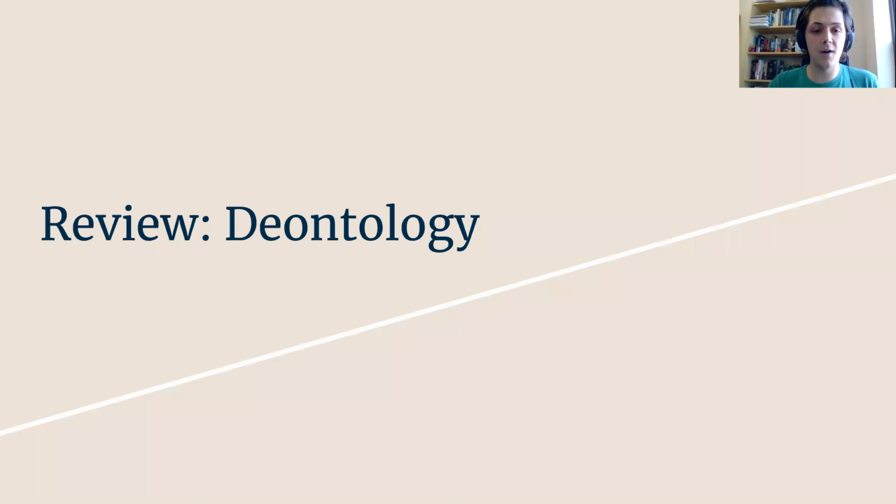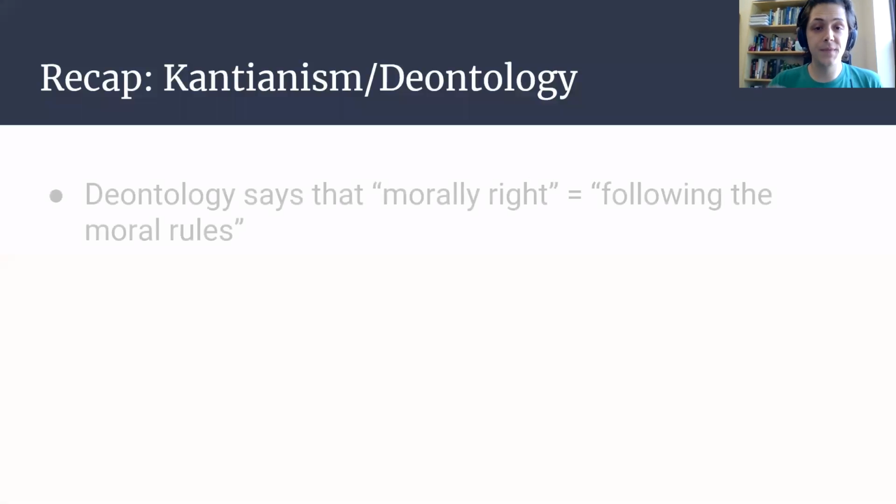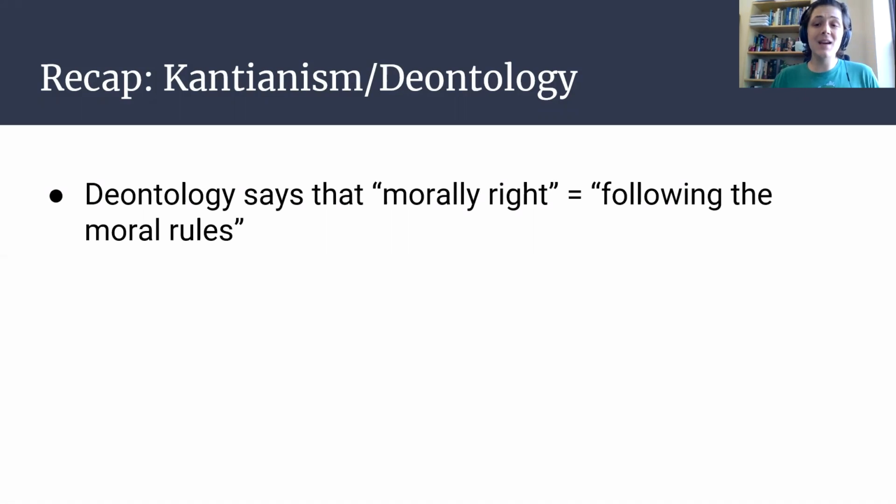So first, we're going to start off with a brief review, a recap of deontology, which we talked about last week, but we're going to go through it again briefly just so we can compare it to consequentialism and to utilitarianism. So, Kantianism, deontology. Deontology says that morally right just means following the moral rules. Basically, any version of deontology is going to try to essentially reduce morality to rule following. As long as you are following the right moral rules, you are doing the morally right thing.